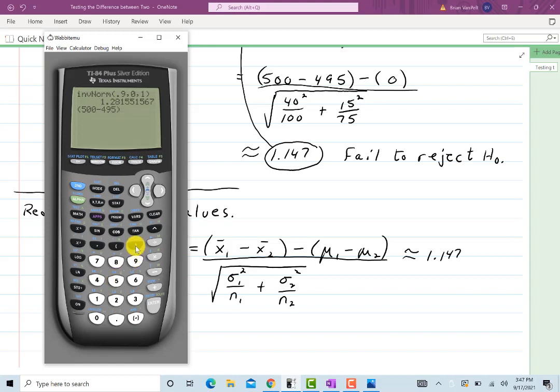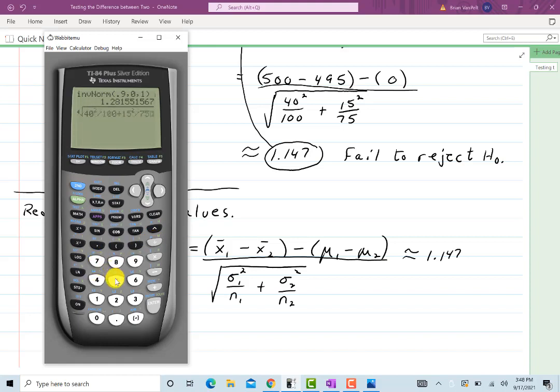Now I'm going to divide by the square root of a bunch of stuff. I don't think it grows, but let's see what happens. My sigma1 was 40, so I'm going to do 40, squared, and then divide it by 100, plus the 15 squared. I see the vinculum on the square root is increasing as I type this out.